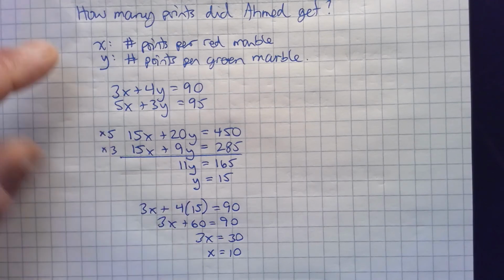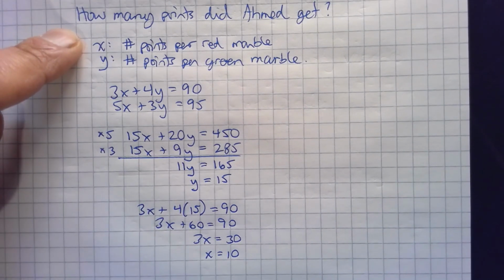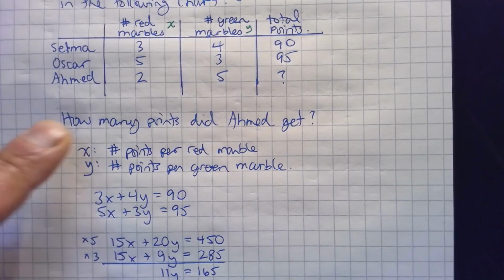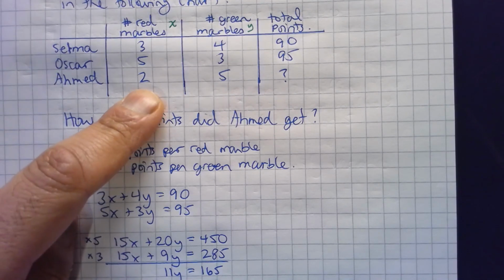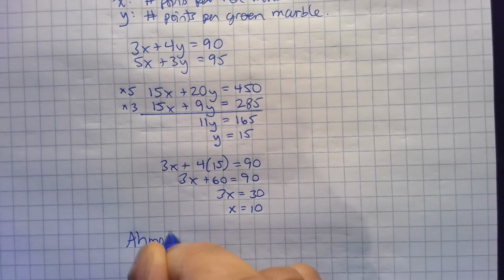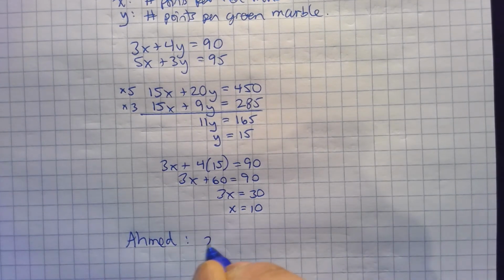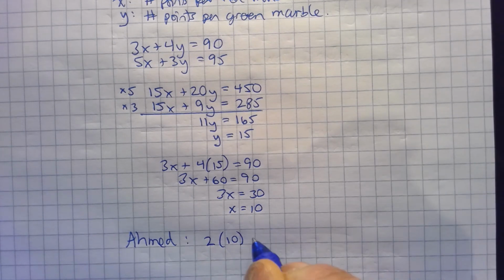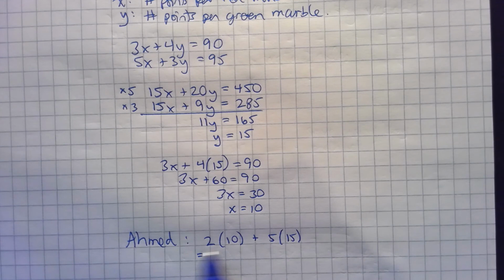The question was asking me how many points did Emmett get. Let's go back to the beginning. Emmett had 2 red marbles and 5 green marbles. So let's finish this off and answer the question. So Emmett had 2 of the x's, which is 2 times 10, and 5 of the y's, which is 5 times 15. This gives me 20 plus 75, which gives me a total of 95 points.